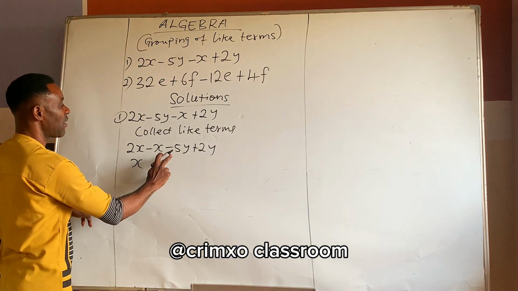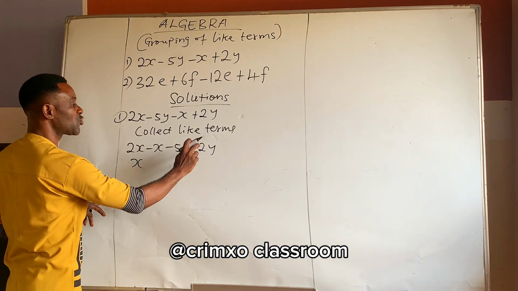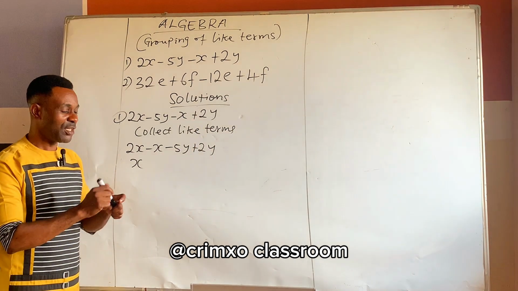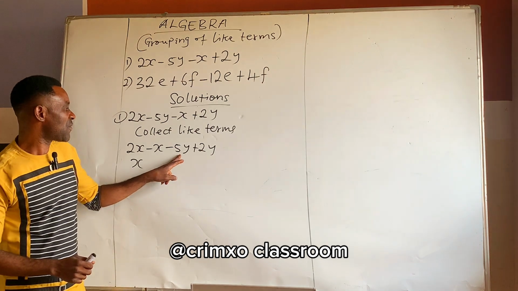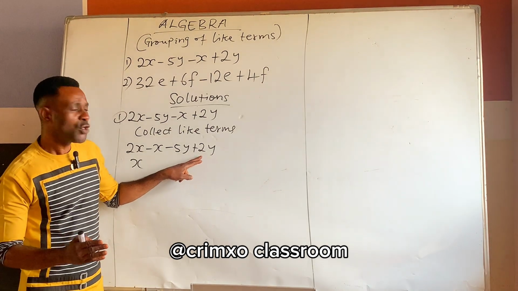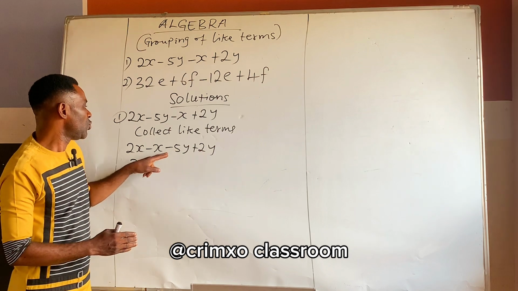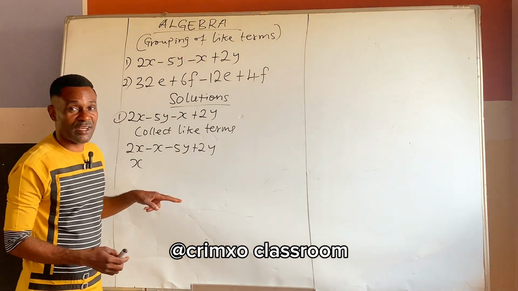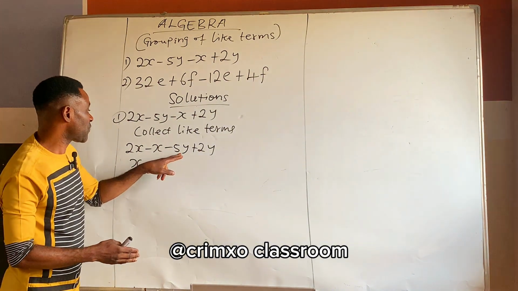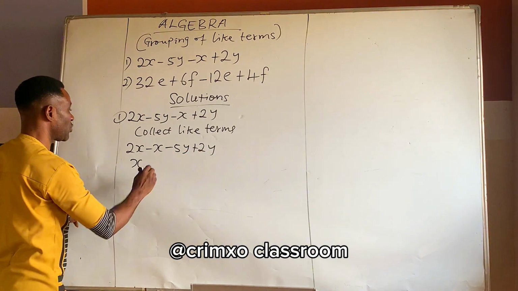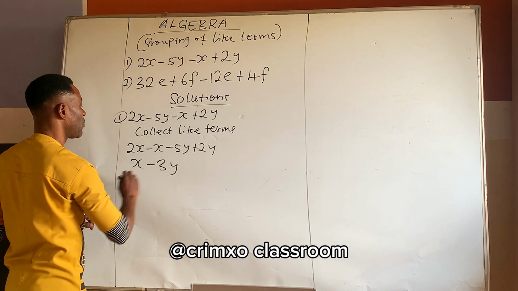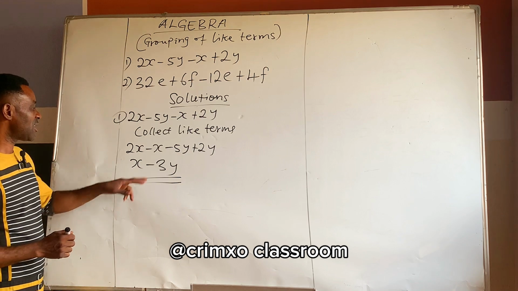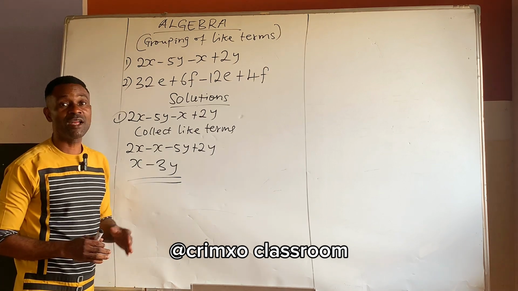Then here, minus 5y plus 2y. It means you are owing 5 and you have 2. So out of the 2 you have, you use it and pay out of the 5 you are owing. So you are still owing 3. That is why minus 5y plus 2y will give us minus 3y. So this is the answer to number 1 question.